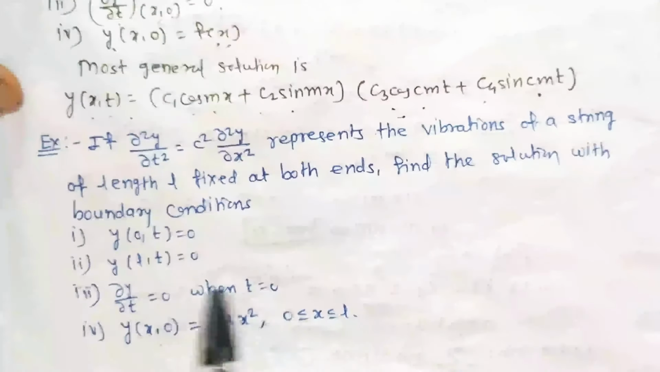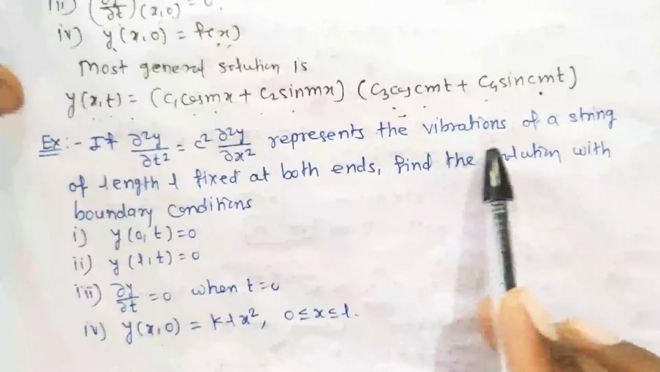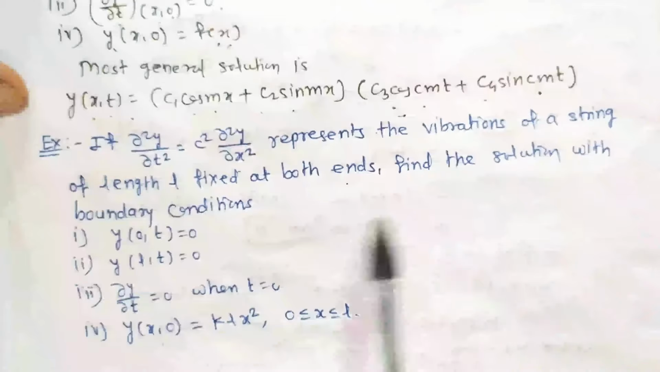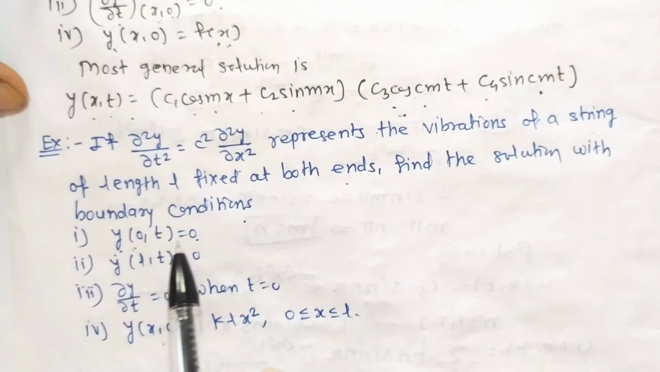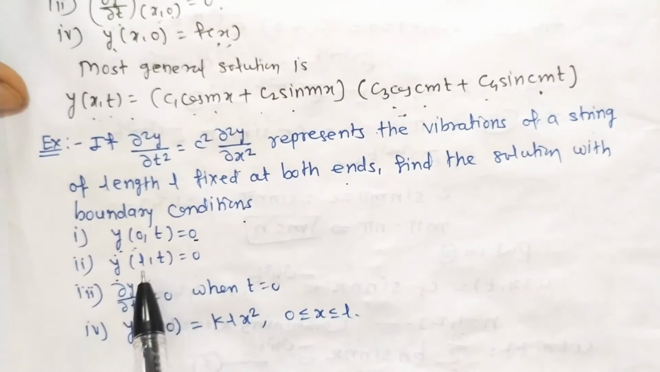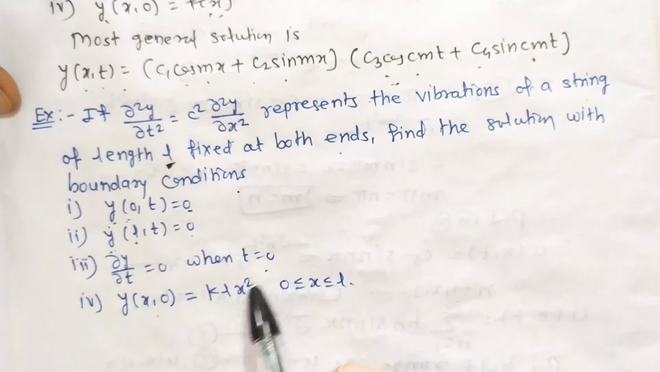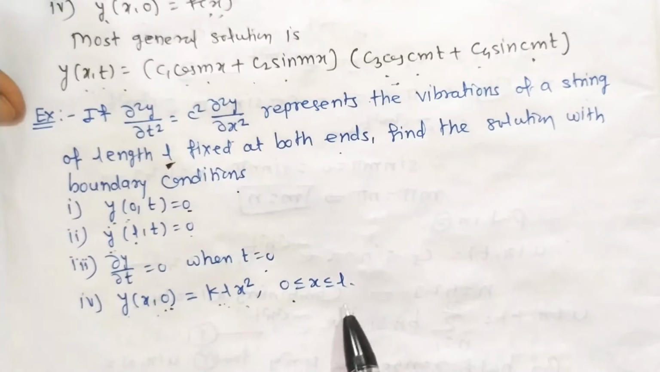Now the first problem: if ∂²y/∂t² = c² ∂²y/∂x² represents the vibrations of a string of length l fixed at both ends, find the solution with the boundary conditions given in the problem. y(0,t) = 0, meaning the value of y at x = 0 is 0. Then the value of y at x = l, where l is the length of the string, is 0. Third, the velocity is given: ∂y/∂t = 0 when t = 0. And the fourth condition is that the value of y at t = 0 is kx² if x lies between 0 and l, the displacement given at time t = 0.